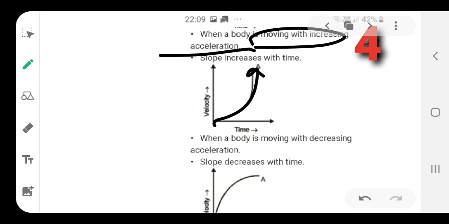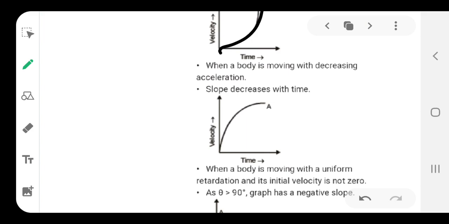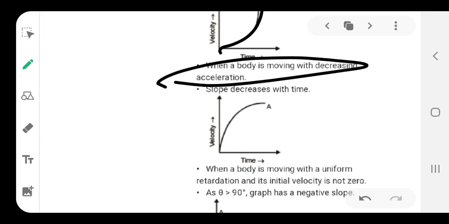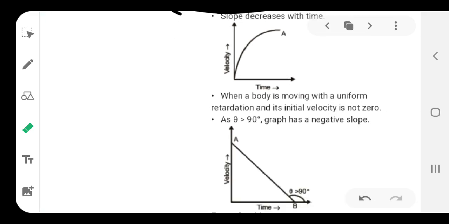Now, the second case is when the body is moving with decreasing acceleration. Smaller changes in velocity are taking place in equal intervals of time. So, the Vt graph bends downwards. The graph is moving up and then downwards. So, the bending downwards represents deceleration or decreasing acceleration. So, these are the two terms, increasing acceleration and decreasing acceleration.